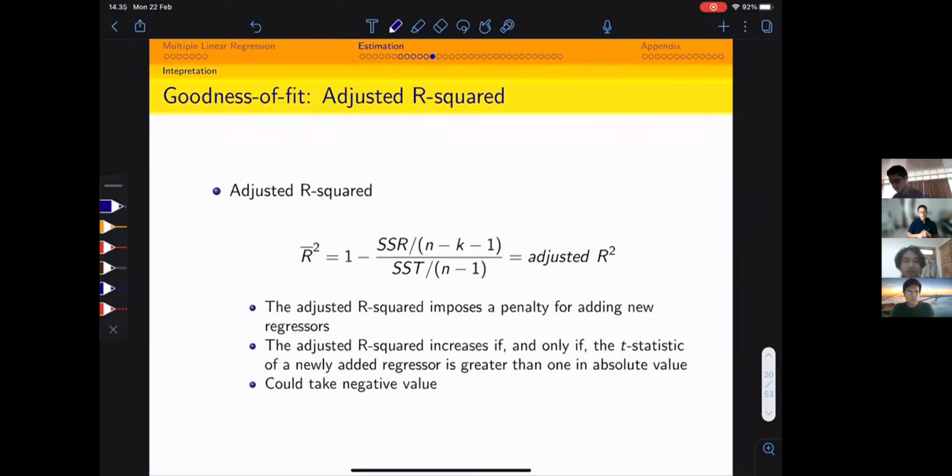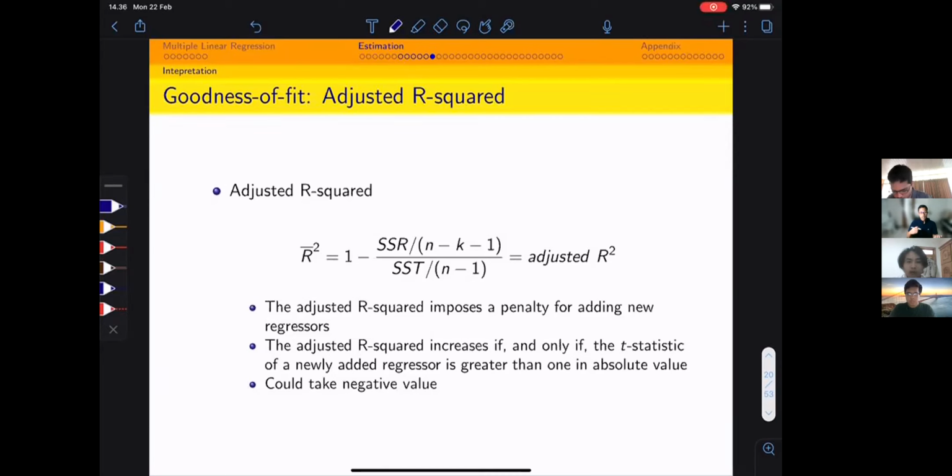So basically the adjusted R-square imposes a penalty for adding new regressors. Now the adjusted R-square increases if and only if the t-statistic of the newly added regressor is greater than one in absolute value. And so if you add an explanatory variable that does not have explanatory power at all, then your adjusted R-square is actually lower than your previous R-square, okay?